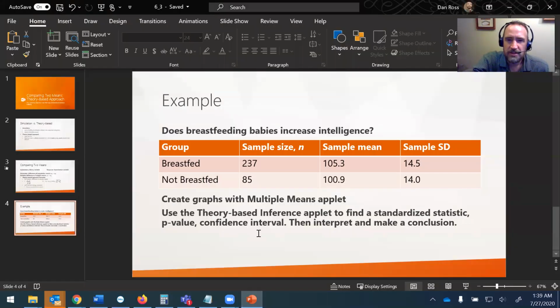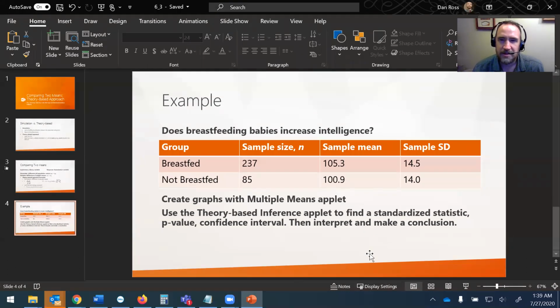A couple other questions. Can we conclude that we have an association between the two variables? We can. We found a statistically significant difference. Breastfed babies have a higher mean IQ. Can we conclude cause and effect, that it must have been the breastfeeding that caused this to happen? Here, we got to be a lot more careful. We cannot conclude cause and effect.